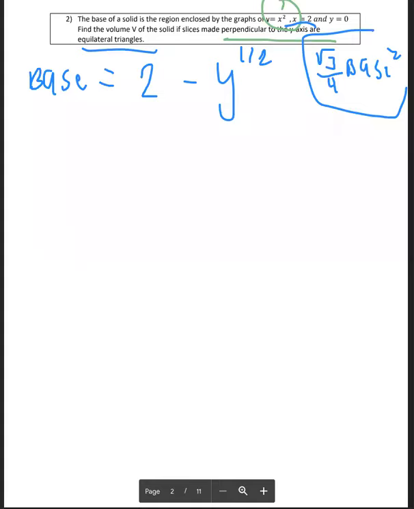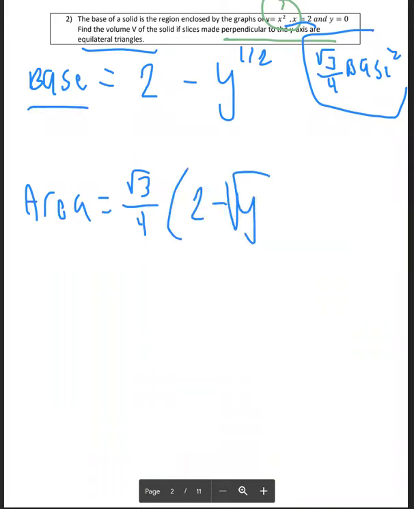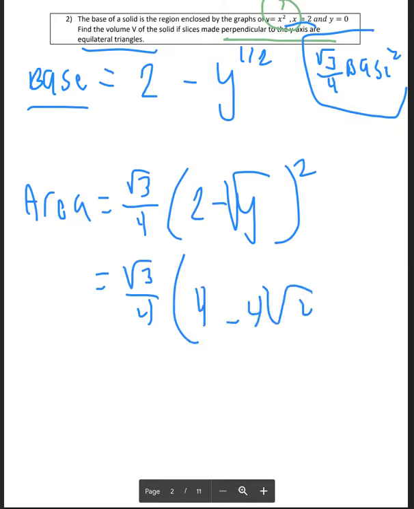Okay, the area is radical 3/4 base squared. This is the base, so you're just doing this squared. I'm just going to write a radical because it's easier to do it that way. You do have to expand that out, but it's not too bad. I would just leave the radical 3 over 4 here. Don't distribute it. When you expand this, it's 4 minus 4 radical y plus y.